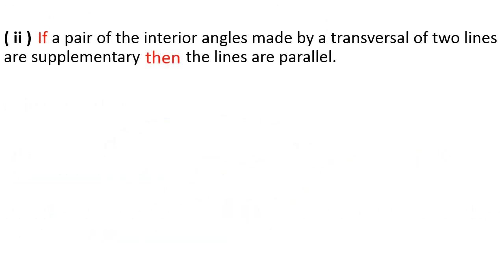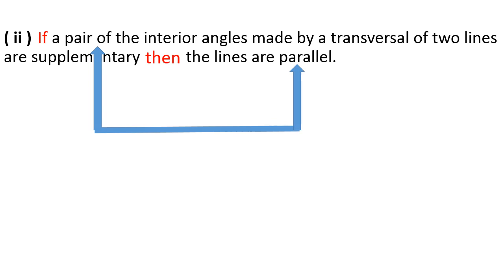Now here we have the second question. If a pair of the interior angles made by a transversal of two lines are supplementary, then the lines are parallel. This statement is already in if-then form. So it's easy to identify the antecedent and consequent in this statement. So what is the antecedent over here? A pair of the interior angles made by transversal of two lines are supplementary. And what is the consequent? The lines are parallel. So we'll interchange here antecedent and consequent.